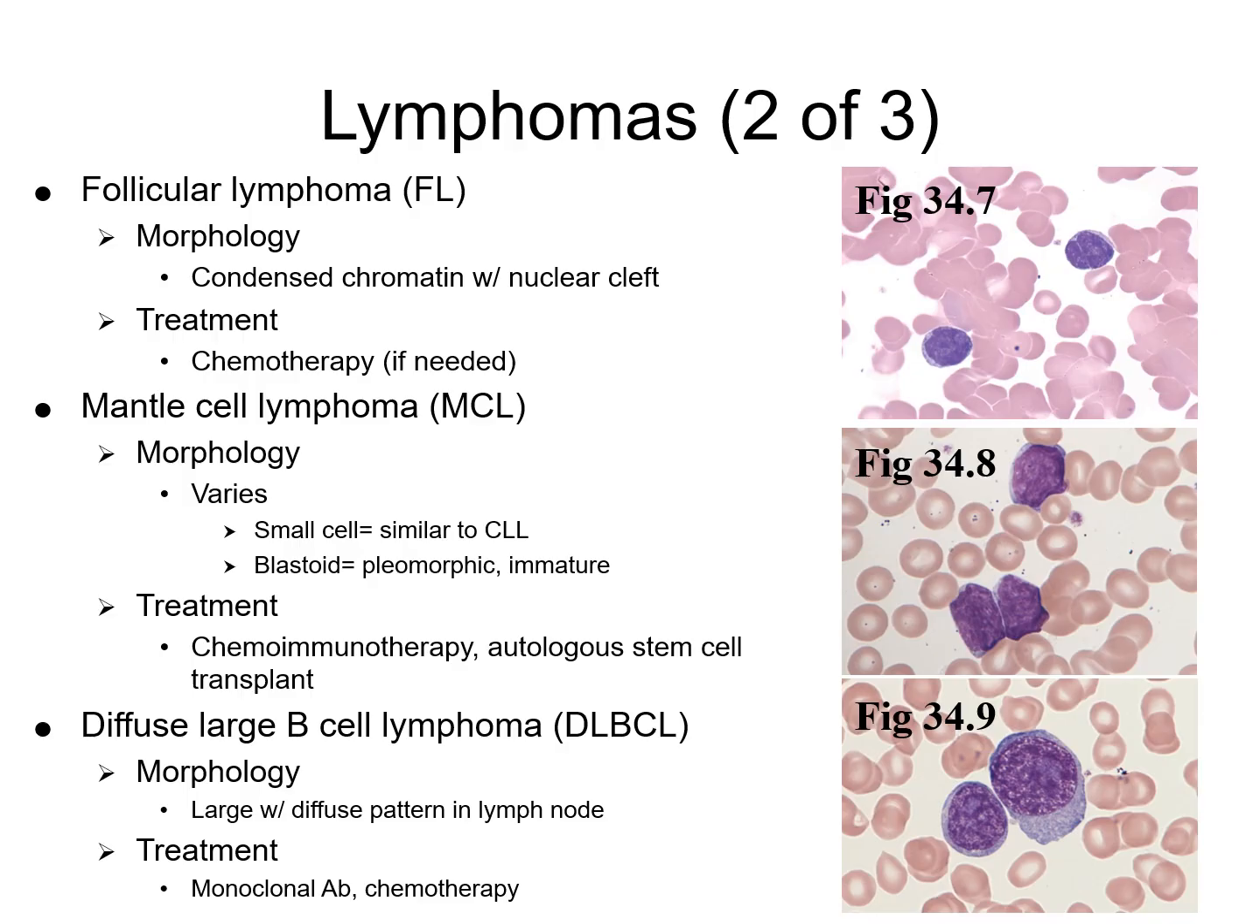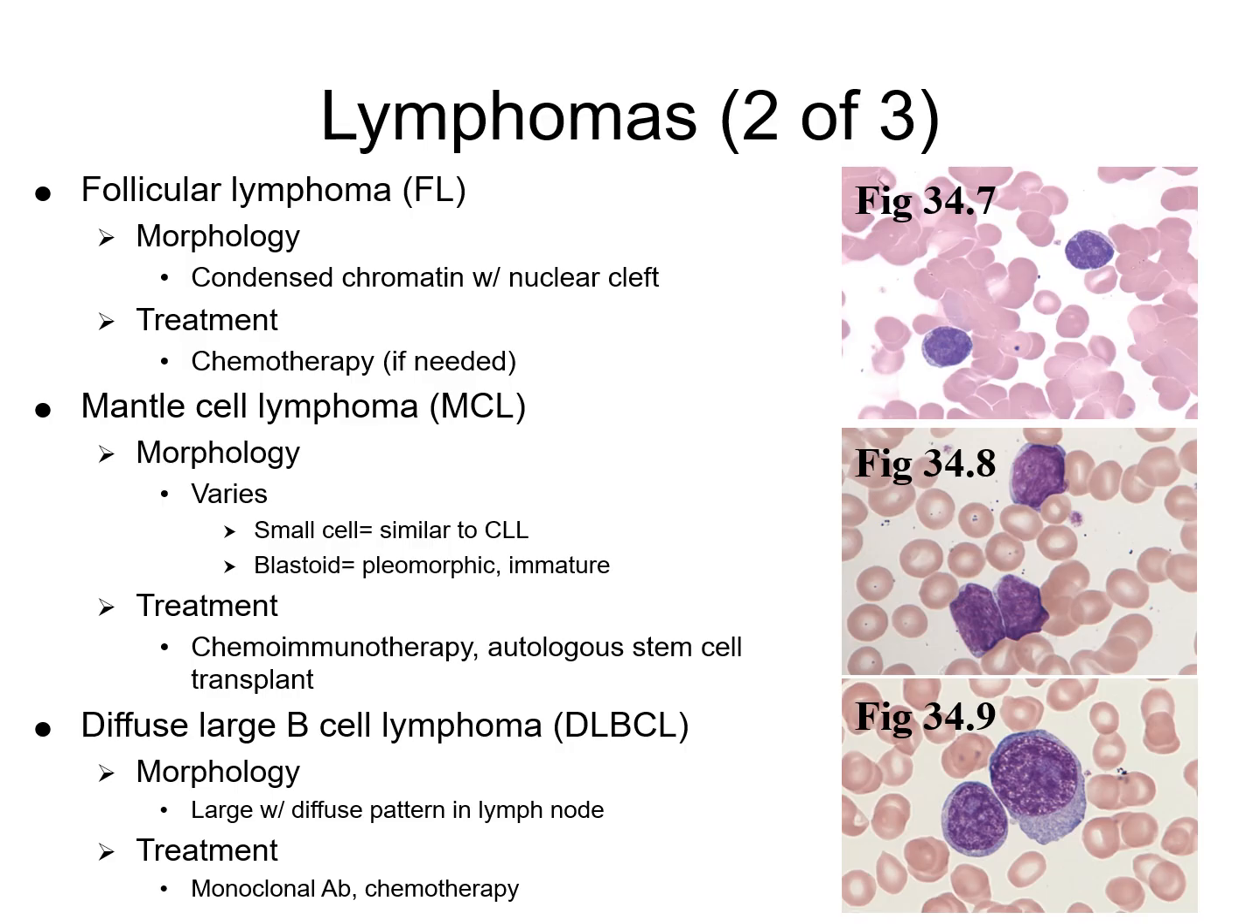Follicular lymphoma. For the morphology on this, the neoplastic cells have condensed chromatin with characteristic nuclear clefts, which are like little indentations or grooves in the nucleus. Typically, it's going to show a follicular or nodular growth pattern in the lymph nodes. Treatment may be deferred if asymptomatic, kind of like a watch and wait type thing. When needed, treatment can involve chemotherapy and can sometimes be combined with monoclonal antibodies as well.